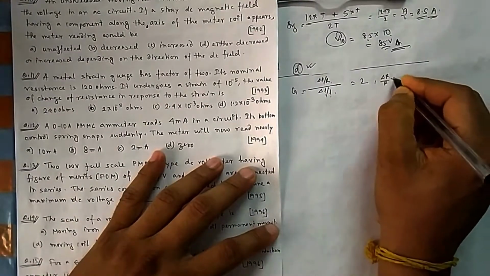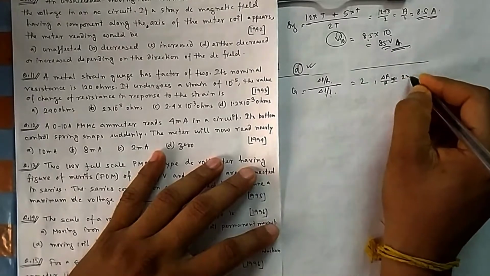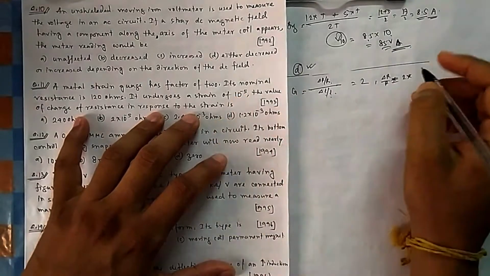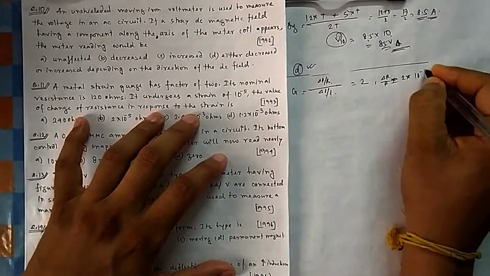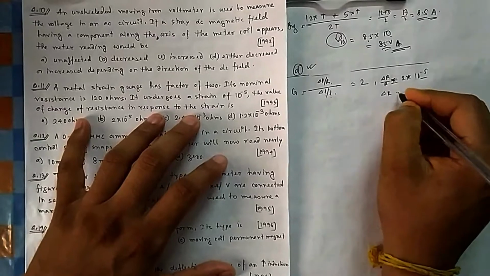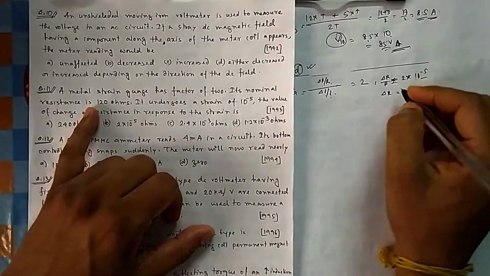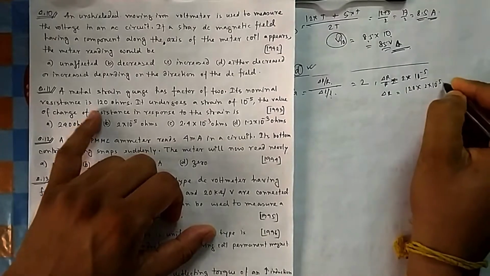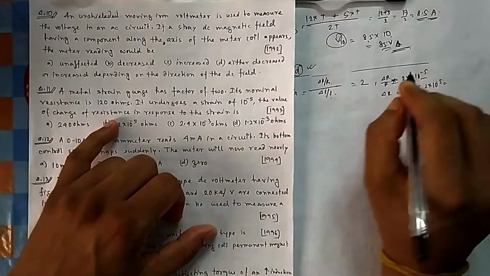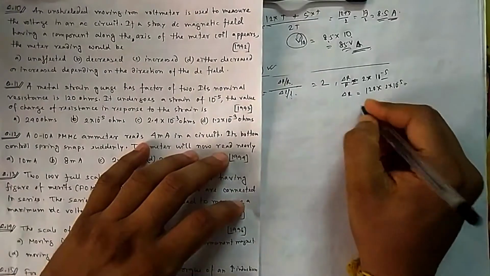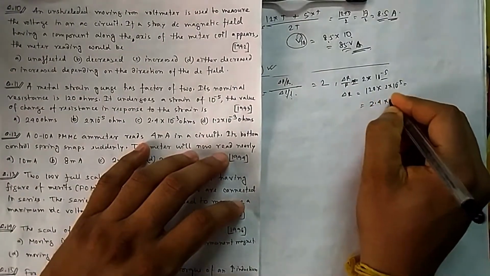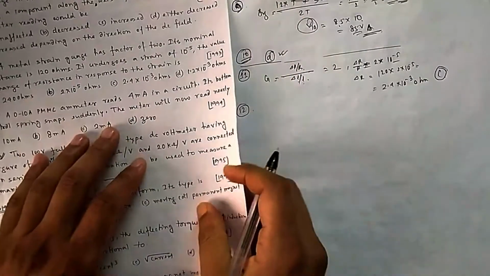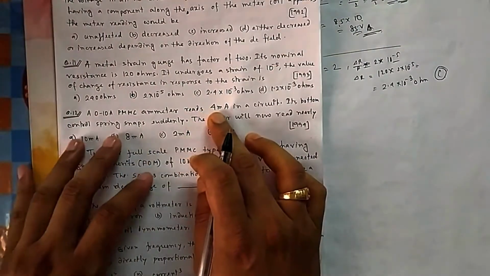So delta R by R will be equal to 2 into delta L by L. It undergoes a strain of 10 to the power minus 5. So the strain is 10 to the power minus 5. Okay. So what is delta R now? The original resistance was 120. So 120 into 2 into 10 to the power minus 5, because they are asking for the change, that is delta R only. If you do this, it is 2.4 into 10 to the power minus 3. Option C.